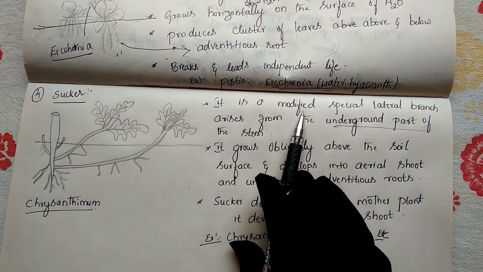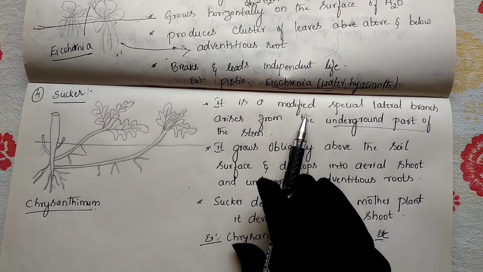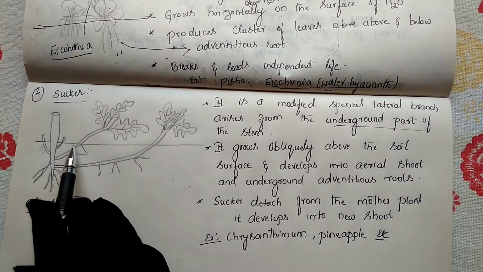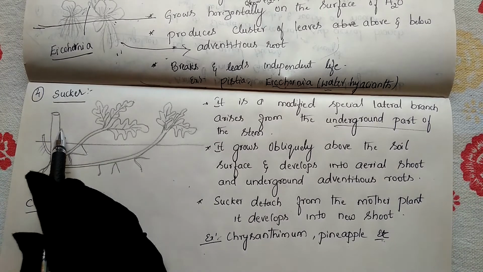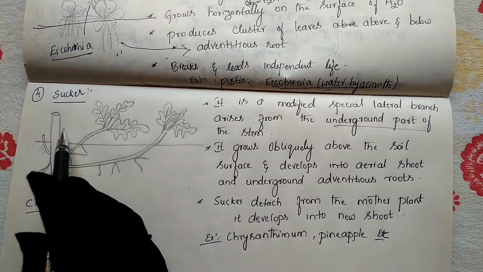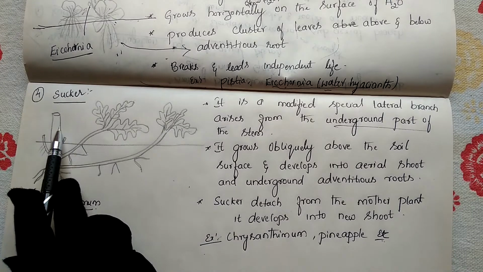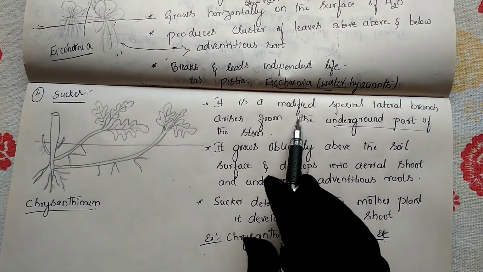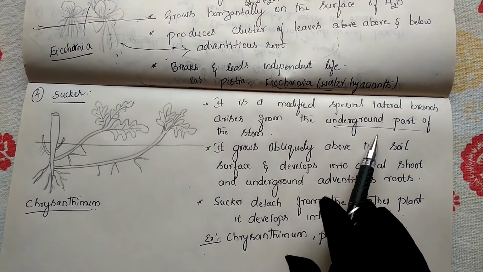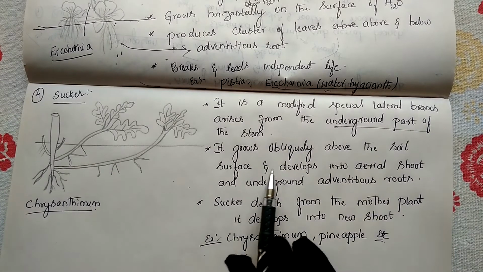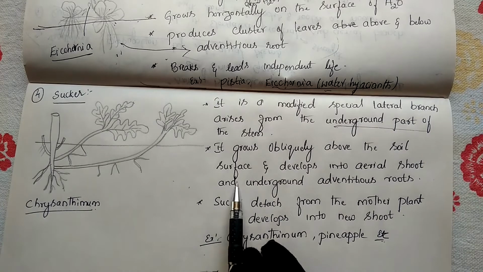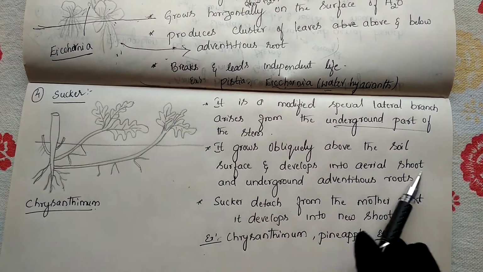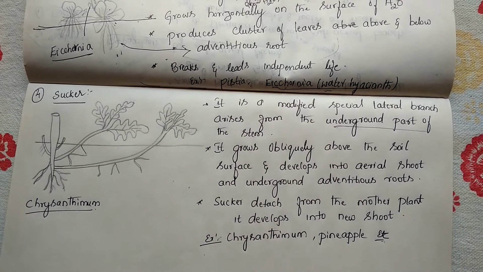So that's why it is modified, because it has changed itself here. Normally the branches arise above the surface of the soil. This is the soil surface, but here the branches are not arising above the surface; they arise below the surface. So that's why we call it a modified underground part of the stem, and it grows obliquely above the soil surface.